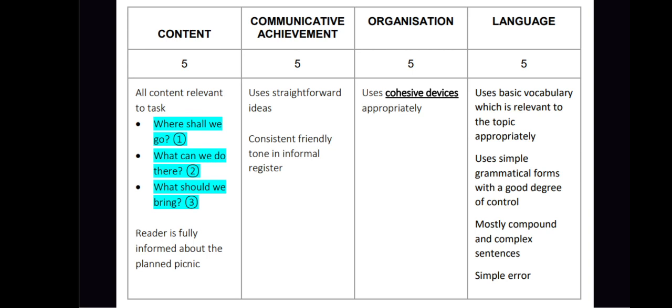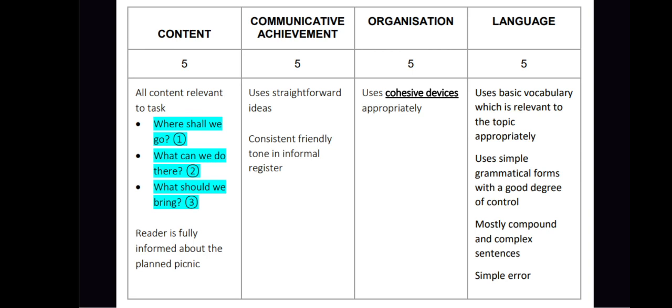So here, as you can see for the content, the reader is now fully informed about the planned picnic. So as long as the reader is fully informed, you can get 5 for the content. And then when we look at the communicative achievement, the message just now uses straightforward ideas and it is also consistent in terms of the friendly tone. They use informal register. And then for organization, as you can see the bold words just now, they use cohesive devices appropriately.